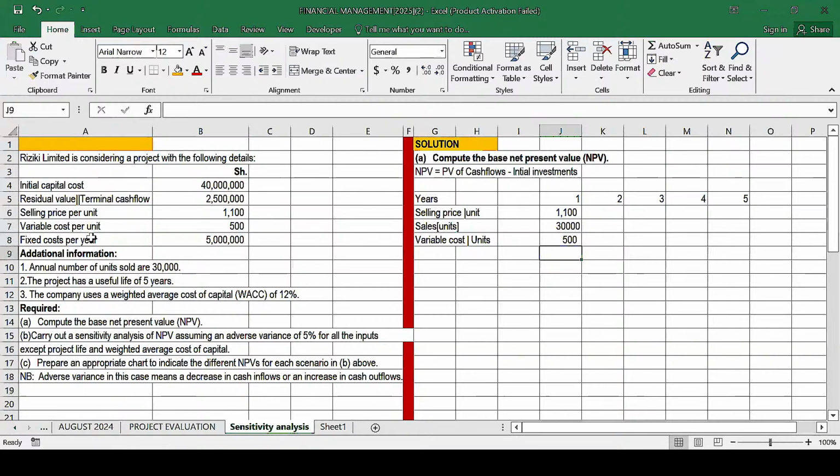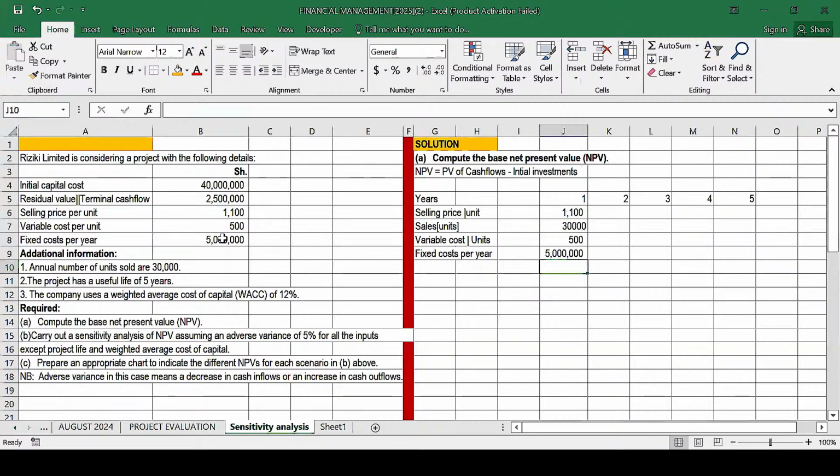We also need to have the fixed cost per year. This one, I can just copy this. In fact, I could have copied all this instead of typing. So the fixed cost per year, this one is 5 million, like that. Yes. And basically these values will not change. So I'll be able to apply this for the next 5 years. Okay, so let's have this one here.